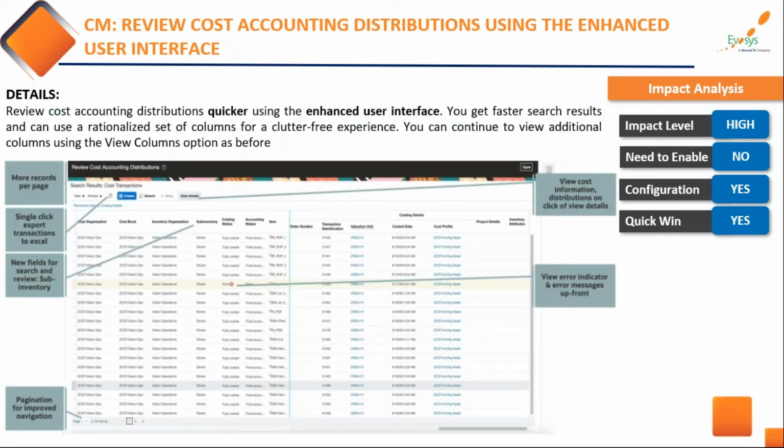Again, as a part of the cost management, there is an addition, or I would say an enhancement, on the user interface on the cost accounting distributions. There are a few additions, like we are now able to see the cost information on the Review Cost Accounting Distribution page itself. We could even navigate to the next page by changing the page number directly from the cost accounting distribution page itself, and a new field has been added, that is the subinventory. So a few enhancements have been made to the existing UI for the cost accounting distribution to make sure that we are able to view things quicker.